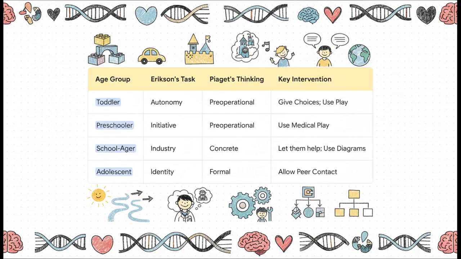Now look at the school-ager. Erikson's task is industry. Piaget says they think in concrete, logical terms. So the intervention? Let them help with their care and explain things with simple diagrams. This gives them that feeling of competence they desperately crave. You see the pattern? The social need from Erikson plus the cognitive style from Piaget gives you the perfect nursing intervention every single time. Take a second to really let this sink in.